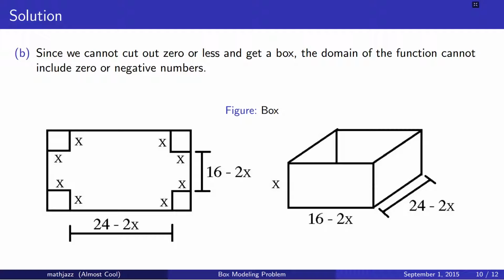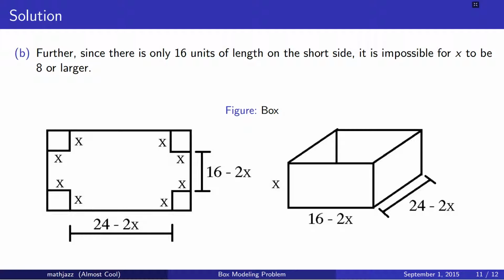And part B was, what is the domain of this function? Since we can't cut out 0 or less than 0 and get a box, the domain of this function cannot include 0 or negative numbers. Further, since there are only 16 units of length on the short side of the rectangle of cardboard we started with, we can't cut out more than 16 units of length, and since we're cutting twice, that means we can only cut out up to 8 units of length. So we cannot let x be 8 or larger than 8.